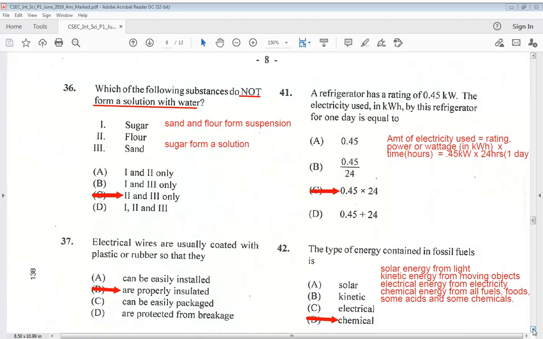number 37. Electrical wires are usually coated with plastic or rubber so that they A, can be easily installed, B, are properly insulated, C, can be easily packaged, or D, are protected from breakage. The answer would be B, are properly insulated.